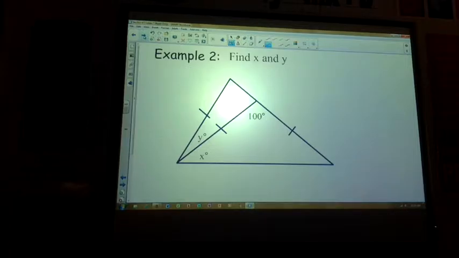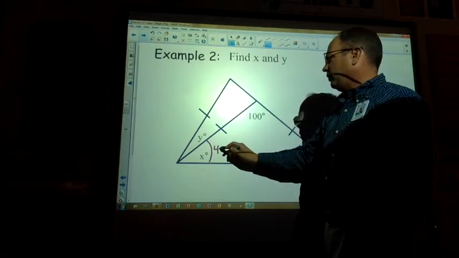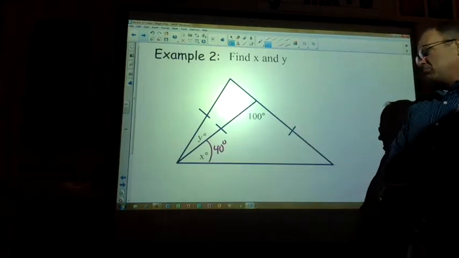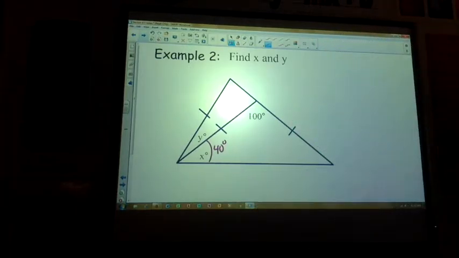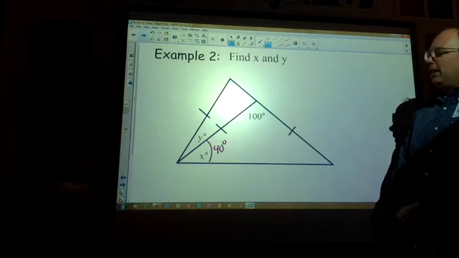What do y'all think? X is 40. We have a call out that X is 40 here. I agree. What do you think? I agree. Because 100. Wait, no. Yeah. You're right. Never mind. So let's ask this.